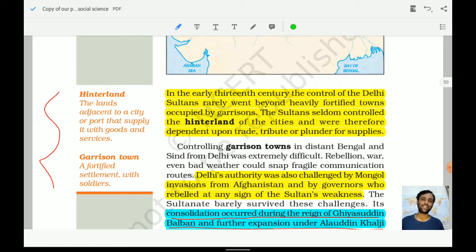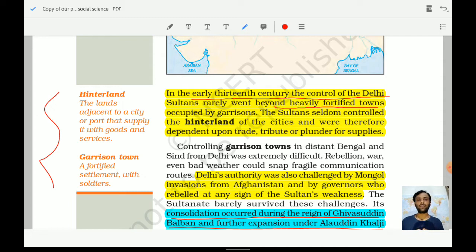So now let us understand these two paragraphs. In the early 13th century, the control of the Delhi Sultan rarely went beyond the heavily fortified towns occupied by the garrison. So we will understand why this type of characteristic has been shown, because there was a continuous threat from the Mongols, right?